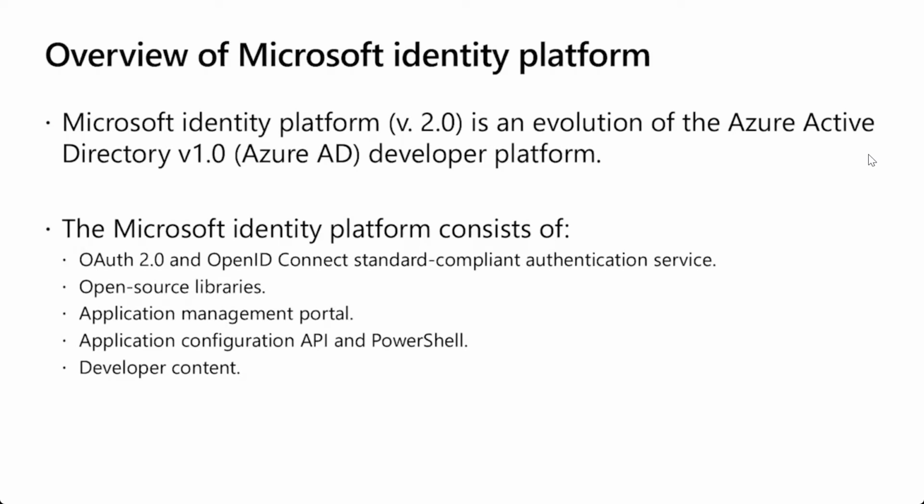So let's talk a little bit about the Microsoft Identity Platform v2, which is an evolution of the Azure Active Directory v1 endpoint. So from a developer perspective, obviously we've enhanced that authorization capability, and we'll dive into that. So the Microsoft Identity Platform itself consists of OAuth 2.0 and the OpenID Connect standard for the compliant authentication capabilities, a bunch of open source libraries. There's an application management portal, the application configuration API in PowerShell, and then obviously the developer content itself.